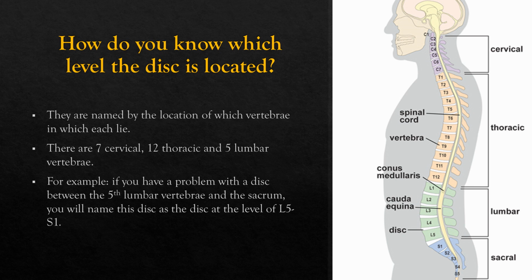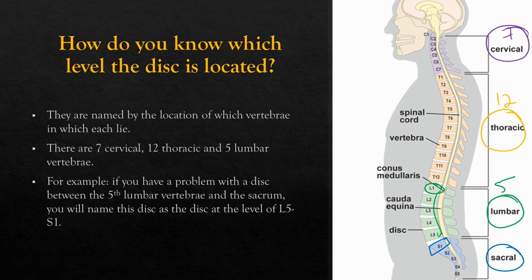How do we know which level the disc is located? We use anatomy. Let me explain. In purple, we have 7 cervical vertebrae. Those are the neck. In orange, we have the thoracic vertebrae. There are 12. In green, we have 5 lumbar vertebrae, and those are labeled L1 to L5, the 5th being the last one. And the last part of your spine is your sacrum, made up of 5 vertebrae, but it's been fused, and so it's just 1 vertebrae, and when we label a disc we call it S1.